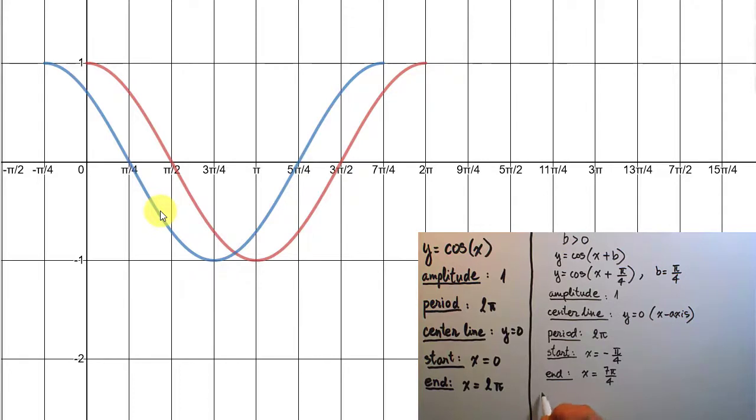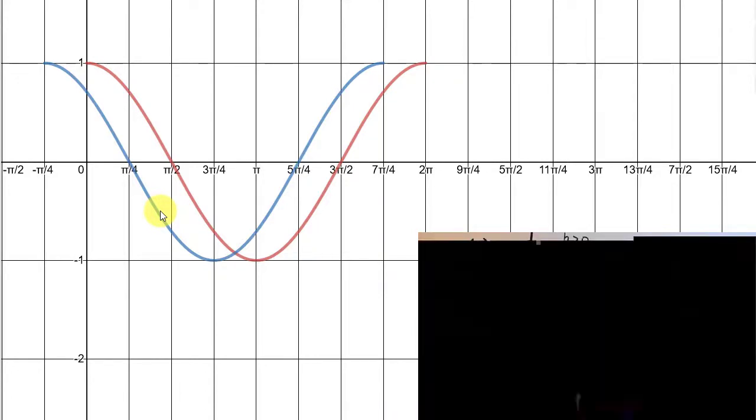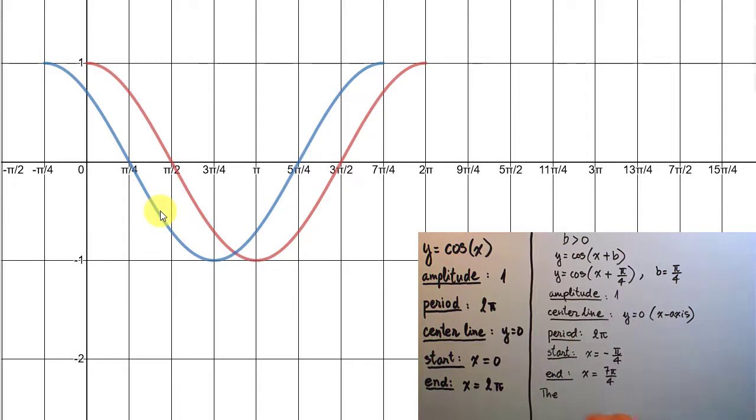And so another general conclusion we found here is that when we are graphing this cosine of x plus pi over 4, the graph of the original cosine of x is shifted to the left by a horizontal space of pi over 4. And that's how we recognize it, particularly in this function.